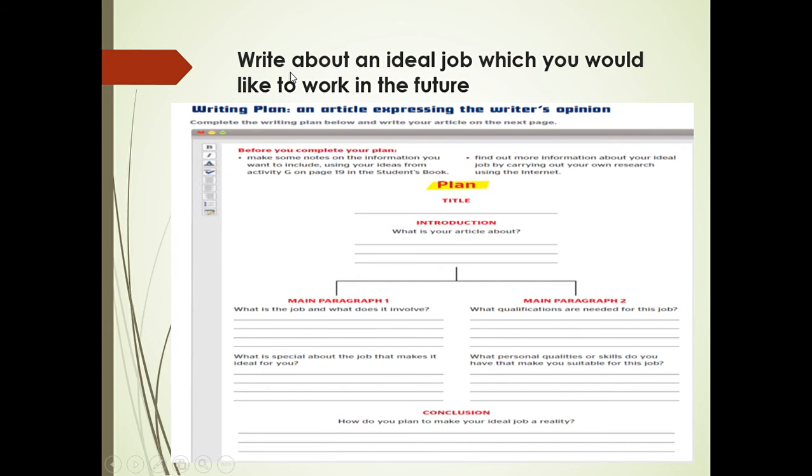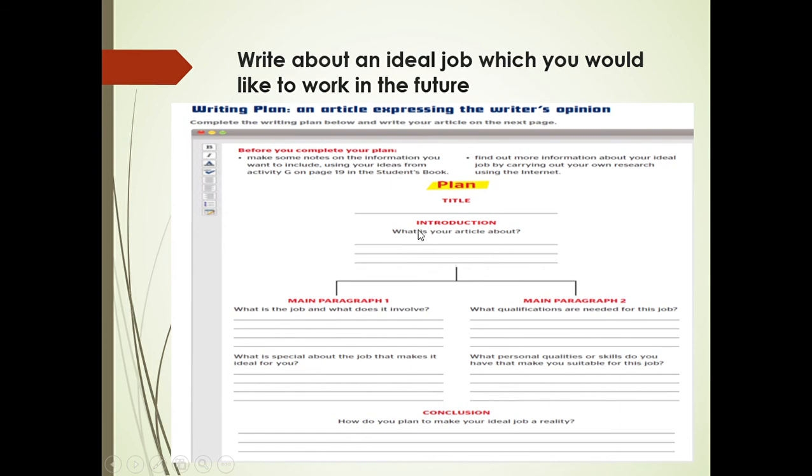Here's the question. You can write your plan first, then turn the page and write your article. Write about an ideal job which you would like to work in the future. Before you complete your plan, make some notes on the information you want to include using your ideas from Activity G on page 19 in the student's book. Find out more information about your ideal job by carrying out your own research using the internet. Start with the title.